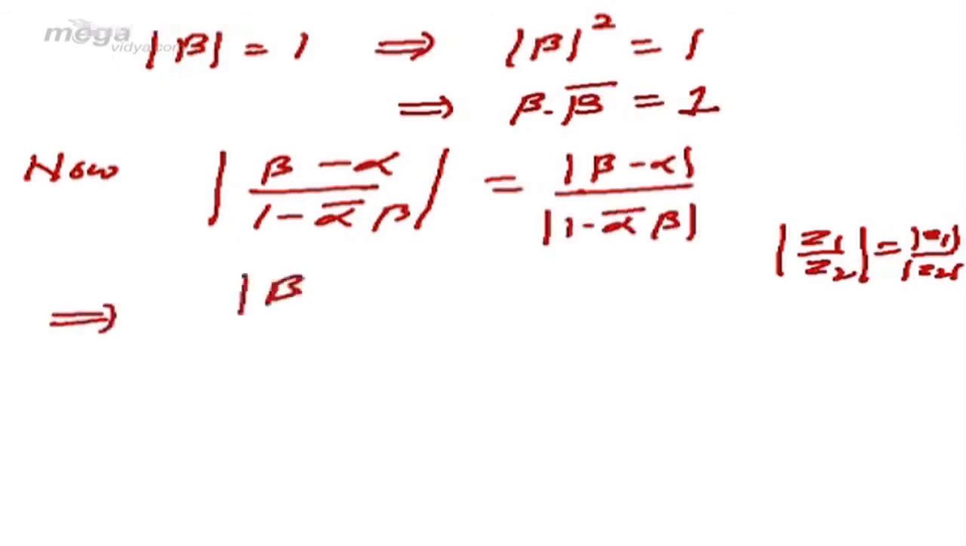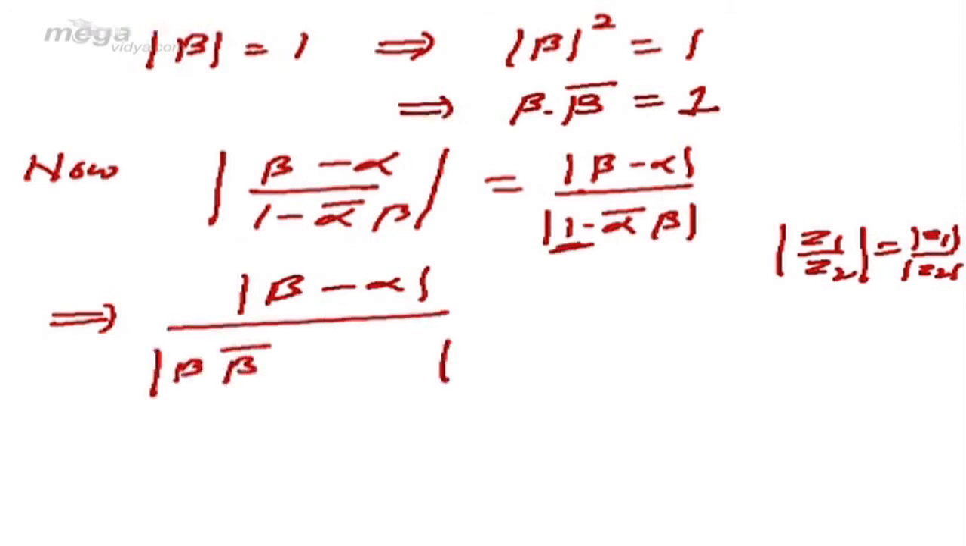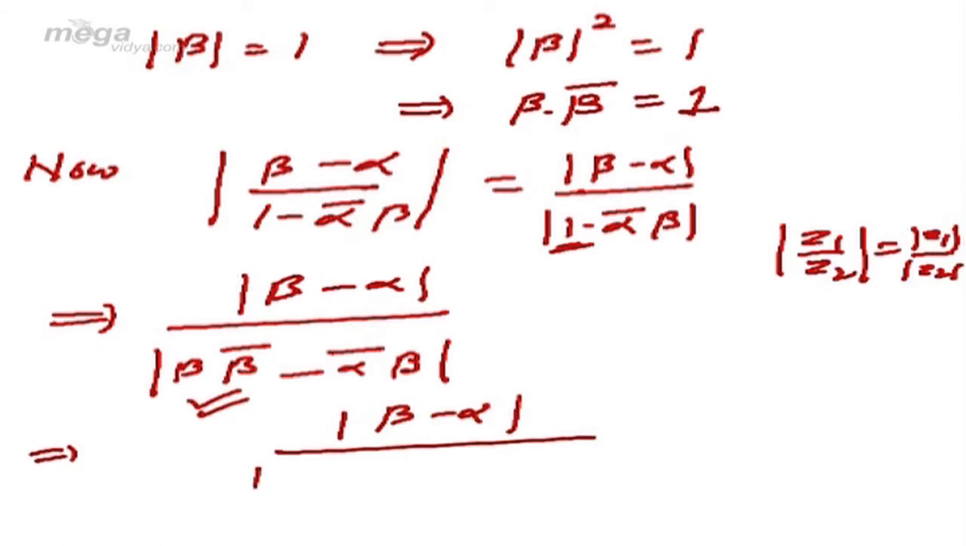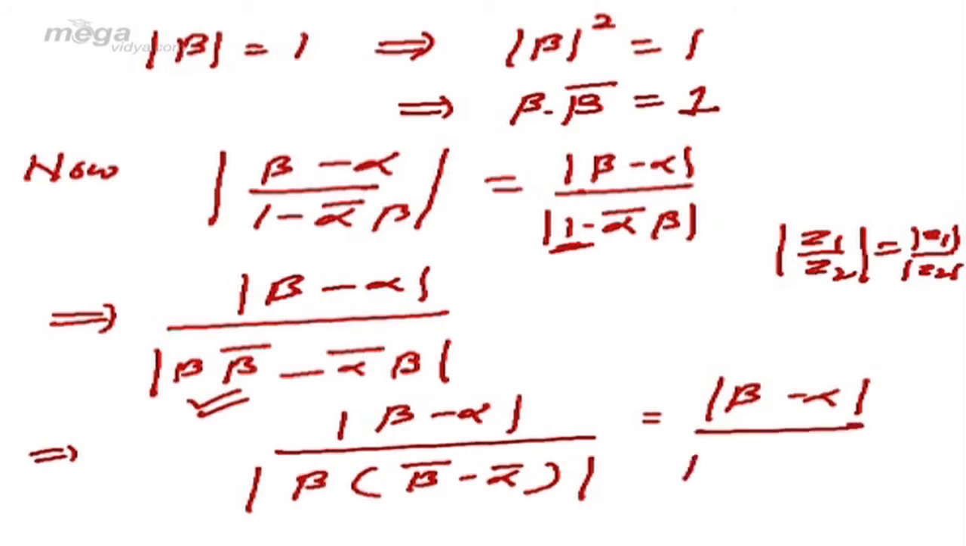Now numerator is mod of beta minus alpha. In the denominator, you write 1 as beta into beta bar. This 1 can be written as beta into beta bar minus alpha bar beta. This will become mod of beta minus alpha divided by mod of beta, taking beta as common, beta bar minus alpha bar. So this will become mod of beta minus alpha divided by mod of beta into mod of beta bar minus alpha bar.